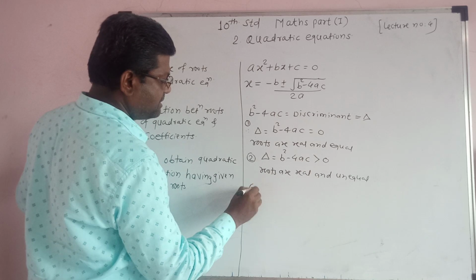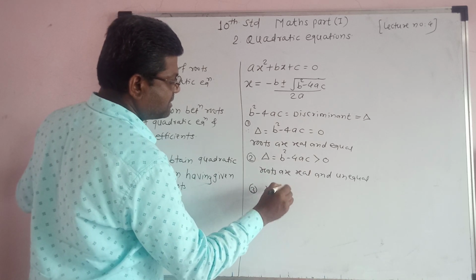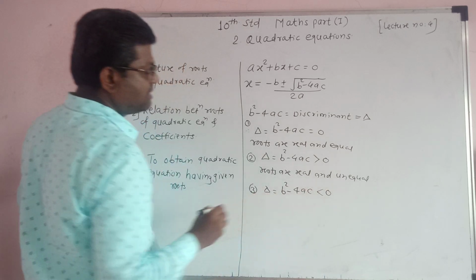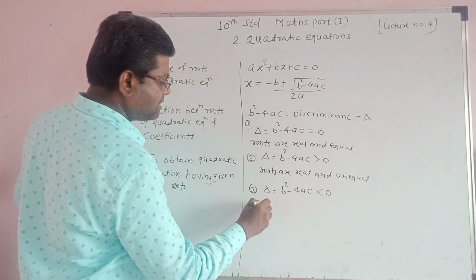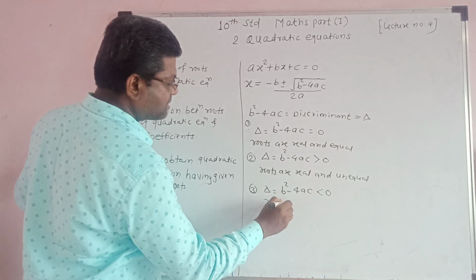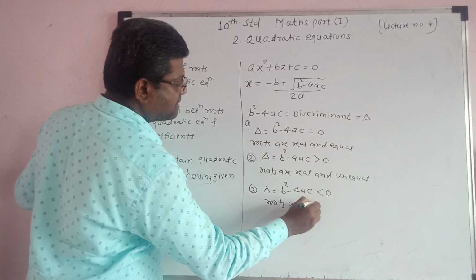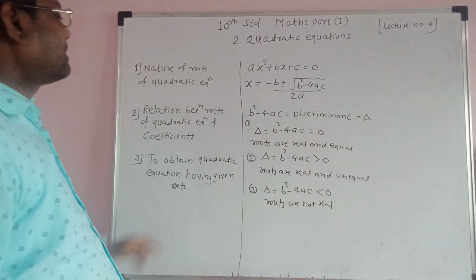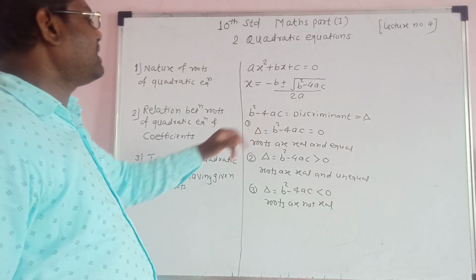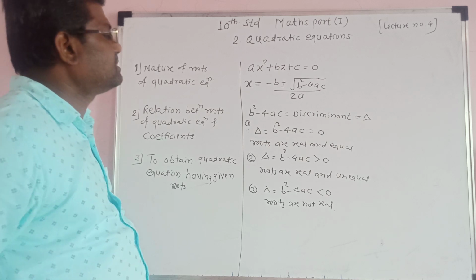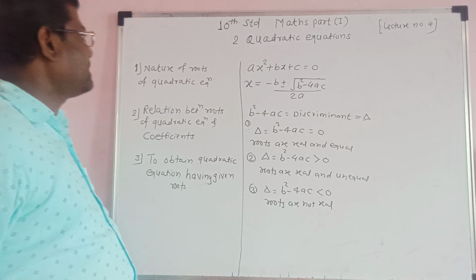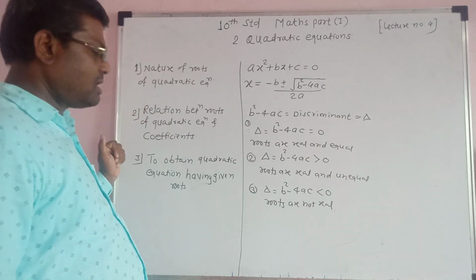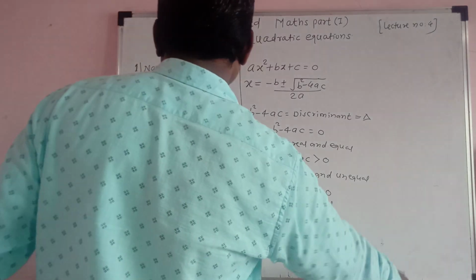And the third case is if the value of discriminant delta = b² - 4ac is less than 0, then roots are not real. Thus, if we find b² - 4ac, that is the discriminant, then we can decide the nature of roots of a quadratic equation.